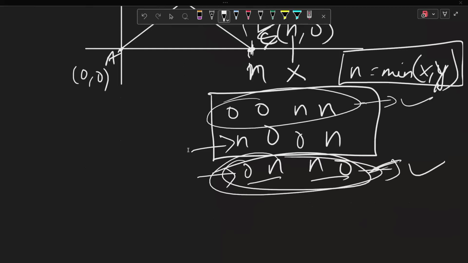This was our code. I hope you understood. If there's any doubt in problem A, you can ask, or we'll move to the next problem.